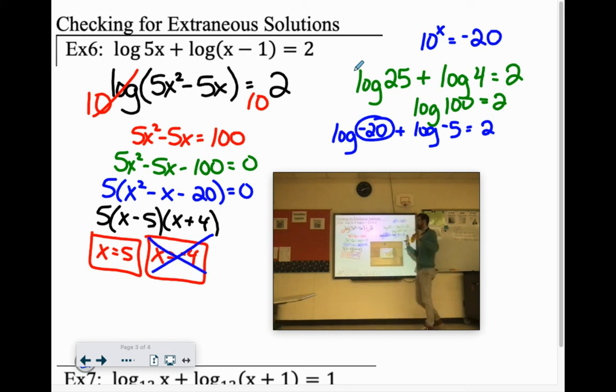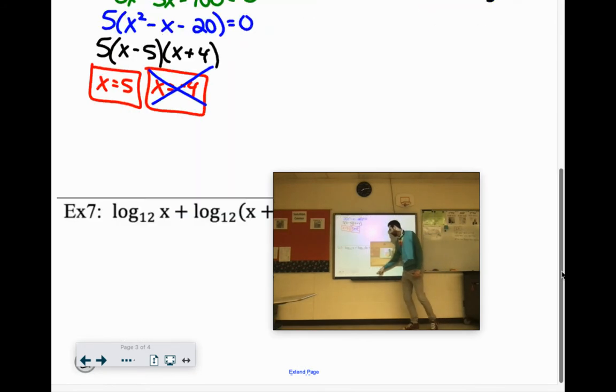Now that's not to say that every time you end up with a negative answer, it won't work out. An instance of that would be if you had log of negative 4x. Because then if your x was negative, negative 4 times negative whatever would come out positive, and that would be fine. Most of the time it is the negative answer that's extraneous, but not 100% of the time. So you do have to be careful.